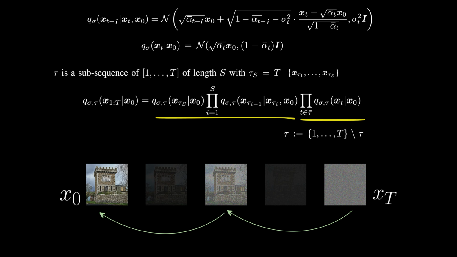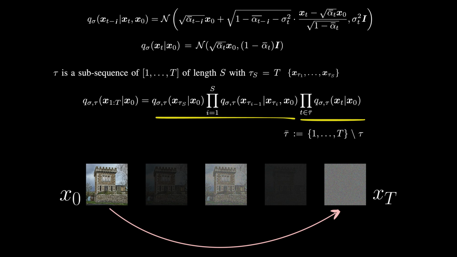Now according to this, how can we get the sequence of noisy images given a clean image? We first get xt or x tau s from x0. Then using x0 and x tau s, we get x tau s minus 1, the second last time step in the subsequence. Then x0 and x tau s minus 1 gives us x tau s minus 2 and so on. All the other latents that belong to the skipped time steps are generated directly given x0.